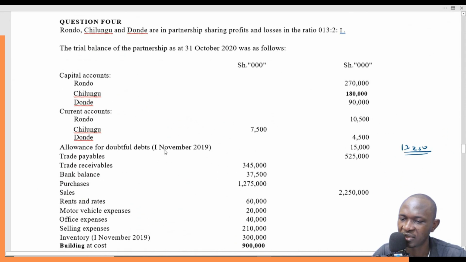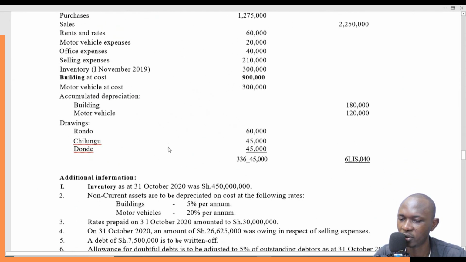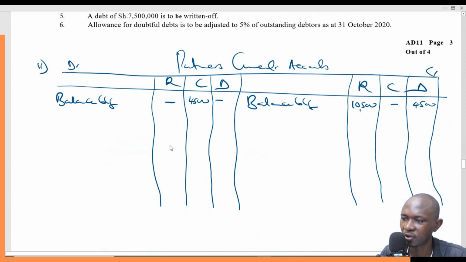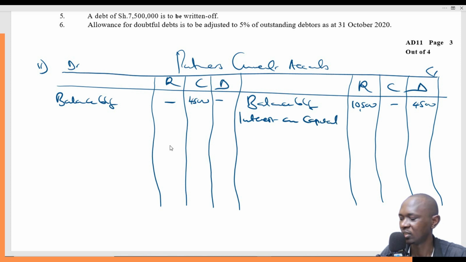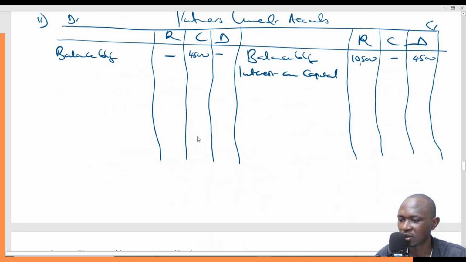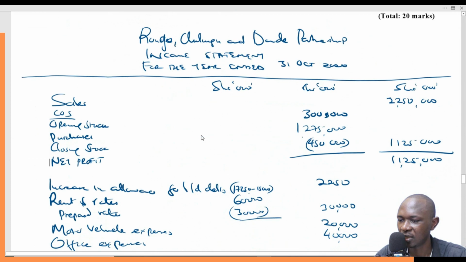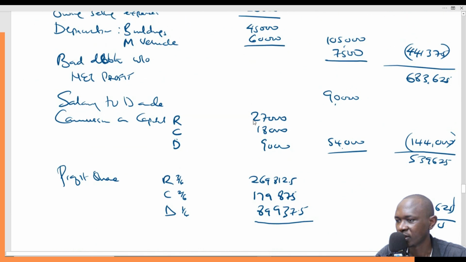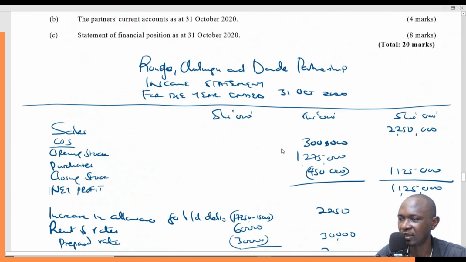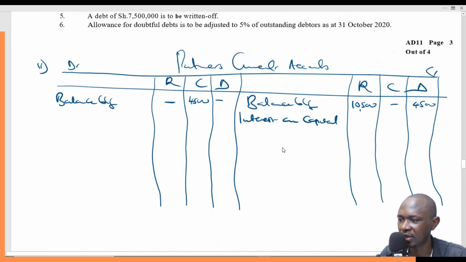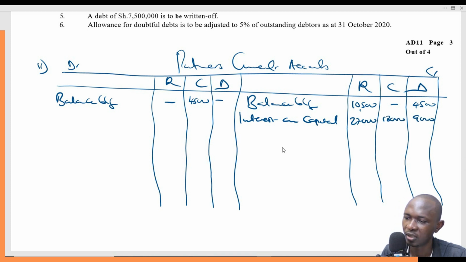So we've interpreted that information. Now let's move on. Now we have interest on capital. Anything that adds to the partner's wealth is credited. So interest on capital, these figures are just here, 27,000, 18,000, and 9,000.